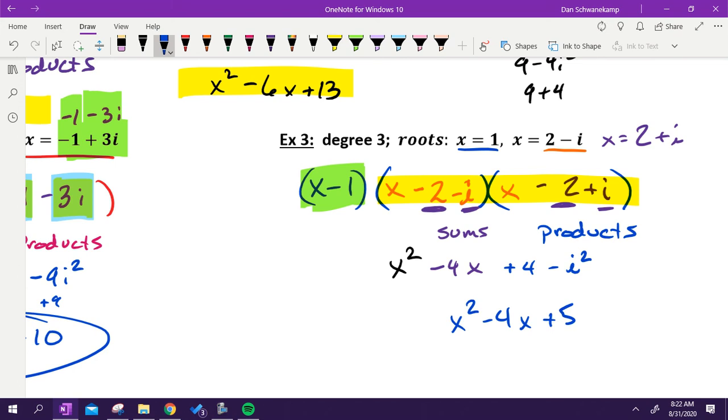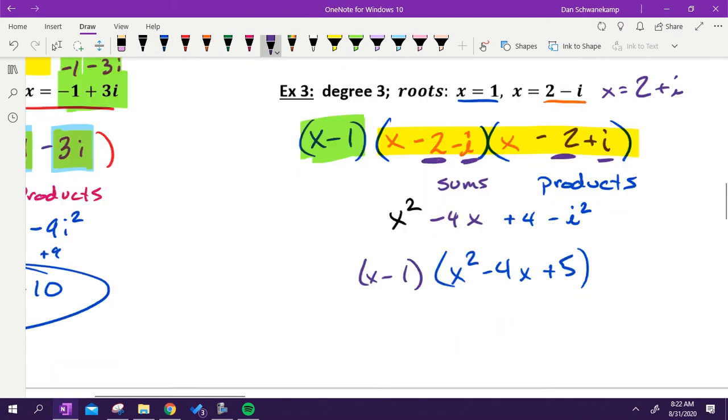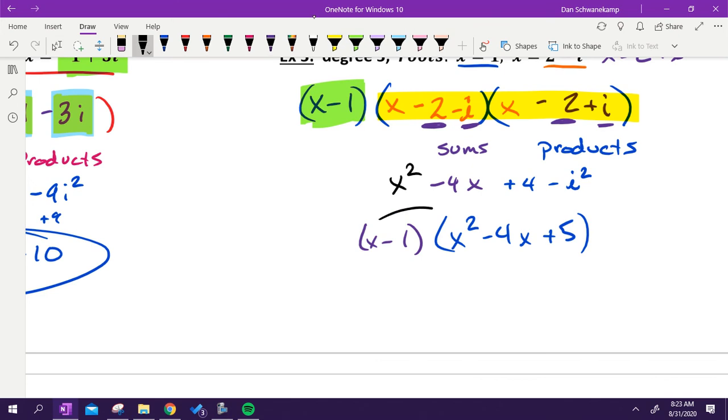If you don't want to memorize sums and products, you can FOIL that thing. Every year I always have a student that FOILs it together. There's just a lot of mistakes you could make. Sums and products makes it a little bit easier. Once I've done that, now I'm multiplying in the x minus 1. You can do this. I'm very confident in your abilities.